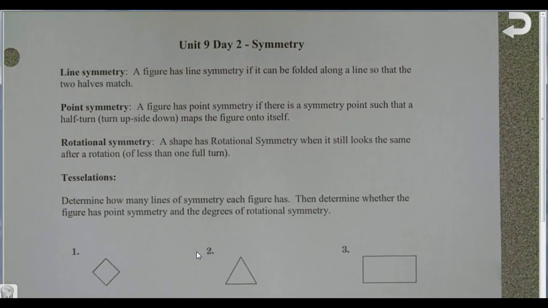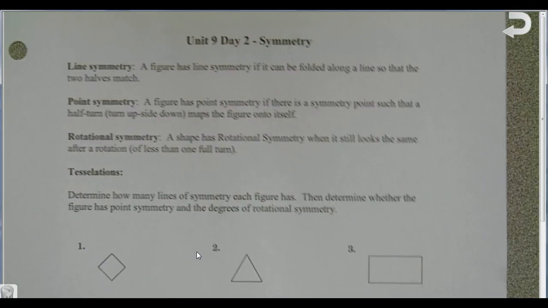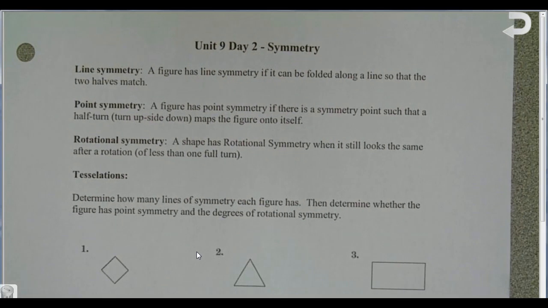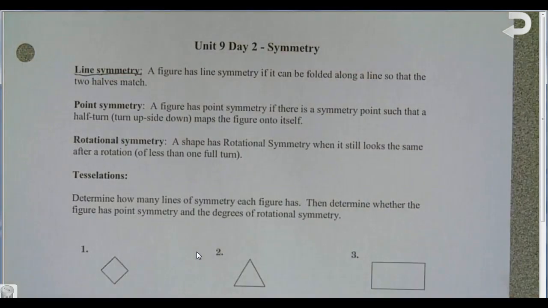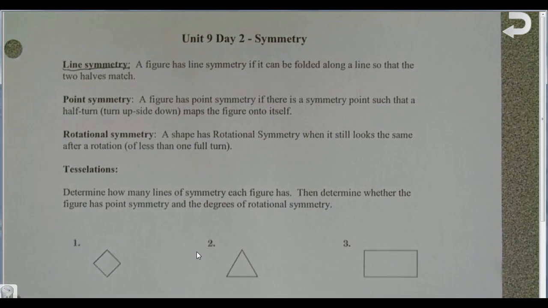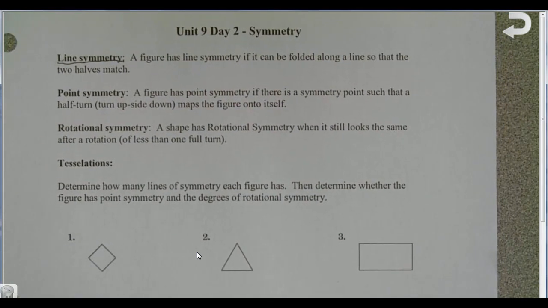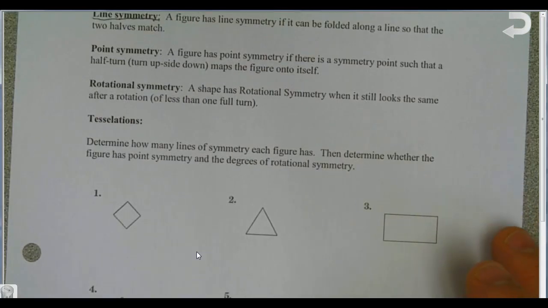Alright guys, so we're on Unit 9, Day 2, and this is where we're going to be talking about symmetry. And the first thing we're going to talk about here is line symmetry. A figure has line symmetry if it can be folded along a line so that the two halves match. Also, it can have multiple lines of line symmetry. So that's what we're going to talk about today, first and foremost, and then we're going to get into the other symmetries and talk about tessellations.